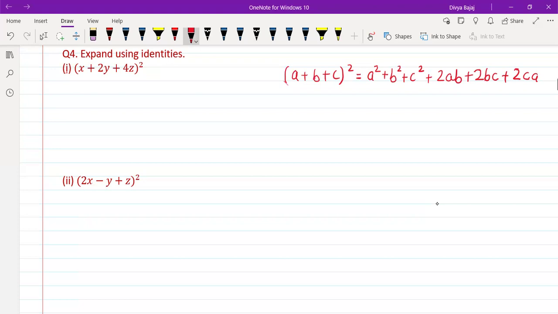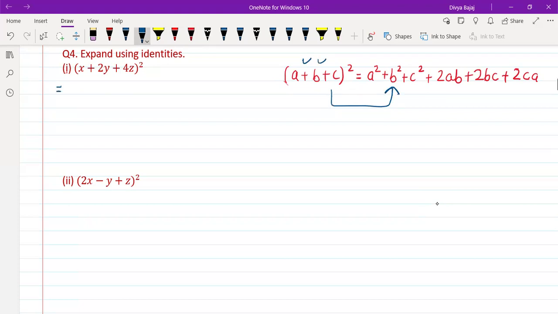How to learn this? First you open the bracket, do the square of all the three terms separately, a square, b square, c square, and then do twice of all these terms, taking two at a time. Twice of ab, then twice of the next two terms bc, and then twice of the last and the first term. So let's apply this identity in the question. Here our a is x, our b is 2y, and our c term is 4z. So we are given it in the form of this, and we are going to write it in the form of this. So let's solve it.